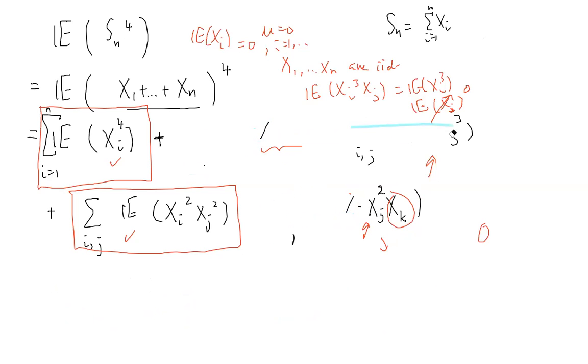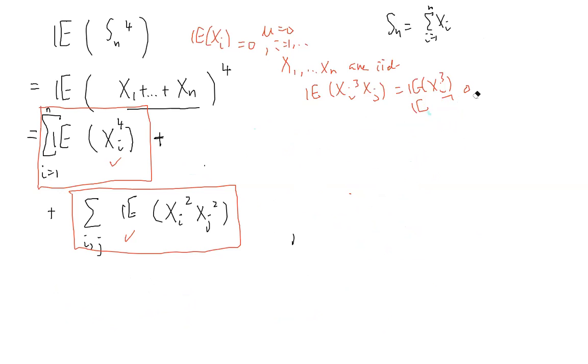Okay, so they all become 0. Now, over here we have n of them, right? And since we made a hypothesis about the existence of the 4th moment, this will basically be n psi to the power of 4.